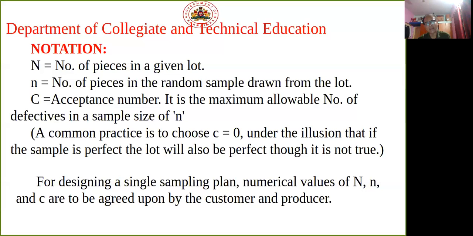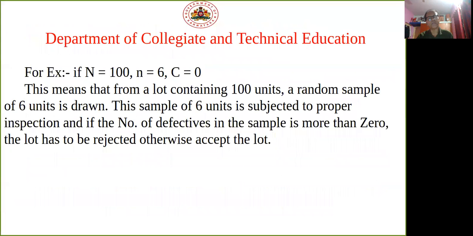So for designing a single sampling plan, the numerical values of capital N, small n, and c are to be agreed upon by the customers and the producers. These three factors, capital N, the lot size, small n, the size of the sample, and c, the acceptance number, shape the single sampling plan.